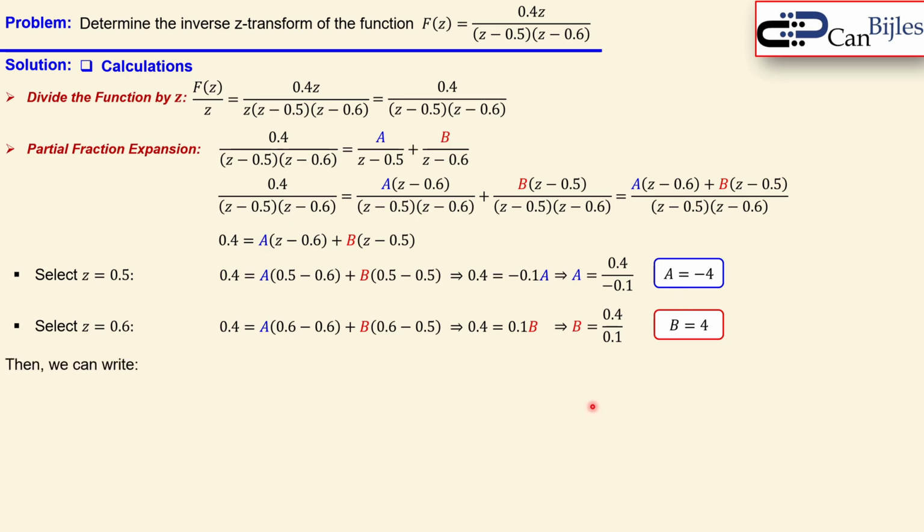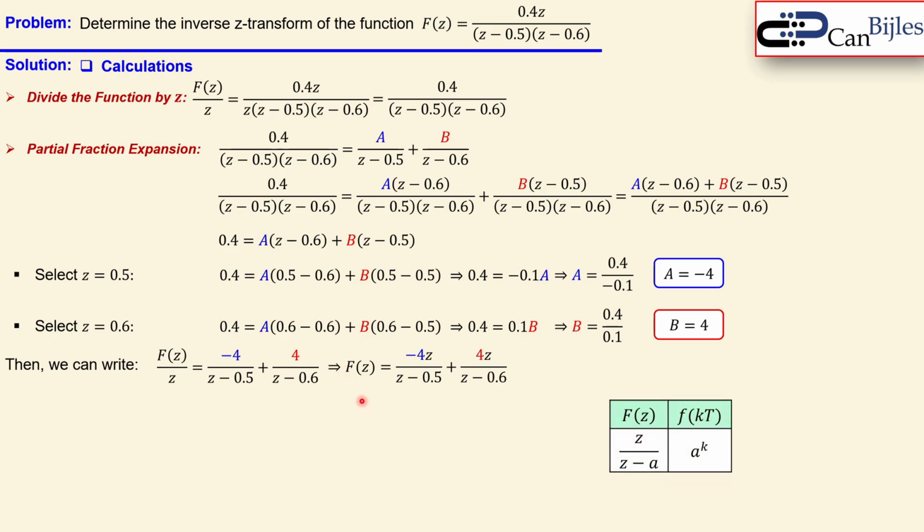What do we do next? Now we can write our expression, which was decomposed in these two fractions like so. A was minus 4 and B was plus 4, so let's put them in here and there. Now we have our expression. Now we need to go again to the original situation, which was our F(z) and not F(z) divided by z. So we just multiply the left and the right hand side by z. That's actually shown here. You put a z here and a z there.